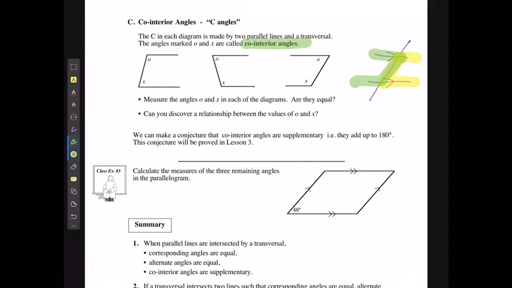Now, if I'm checking the angles inside of here, well, this is 105 degrees, and this is 75 degrees. In the second case, this is 75 degrees, and this is 105 degrees. And the last one, this is 120 degrees. And this one is 60 degrees. Are they equal? No. But what is the relationship between them?